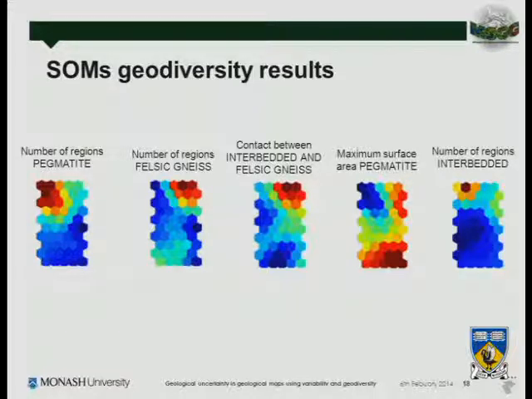Then there's the maximum surface area for the pegmatite, and you can see that it mainly is falling in the area where the other metrics aren't representing. So it suggests that a lot of the maps are actually classified by how large the surface area of the pegmatite is, so how much of the pegmatite's being mapped. And then there's the number of regions for the interbedded, which is similar to the number of regions for the pegmatite, and that could be because of the contact between them.